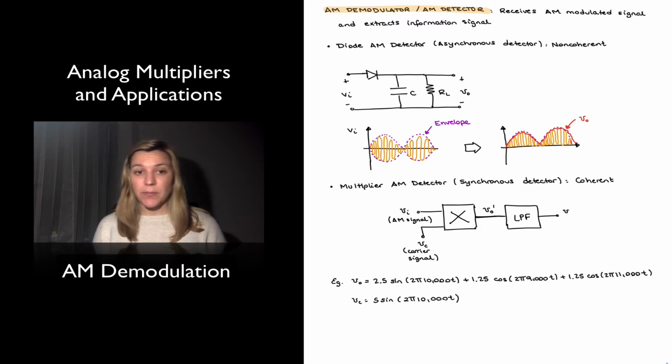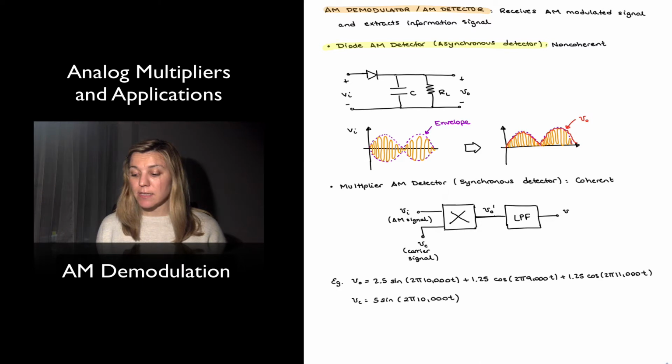out of it. The two most frequent configurations are, first, the asynchronous detector, which is basically the diode AM detector. It's also referred to as a non-coherent detector. And that basically consists of a diode, which produces half-wave rectification, combined with a low-pass filter, a capacitor.